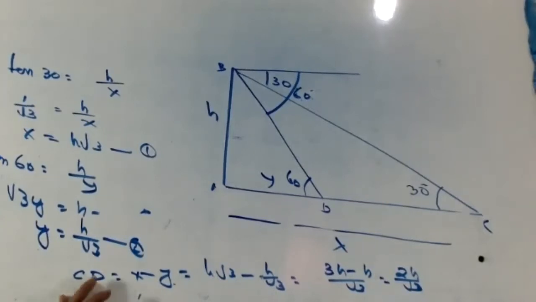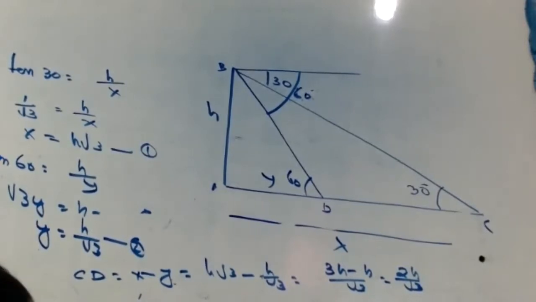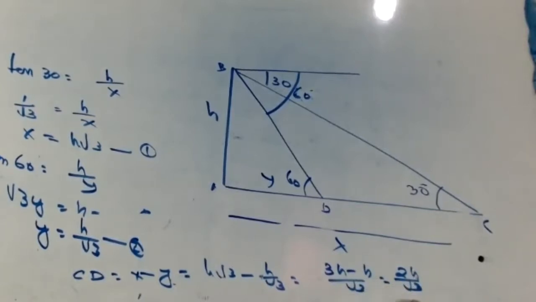Then CD, then write: distance covered by the car in 6 minutes equal to CD equal to X minus Y equal to H root 3 minus H by root 3. LCM: 3H minus H by root 3. That is 2H by root 3.